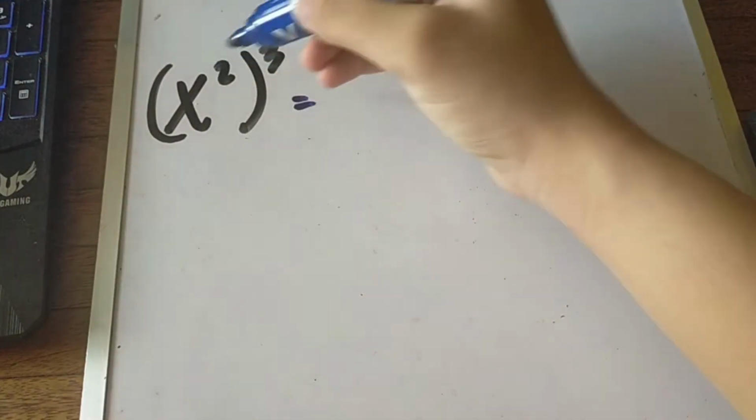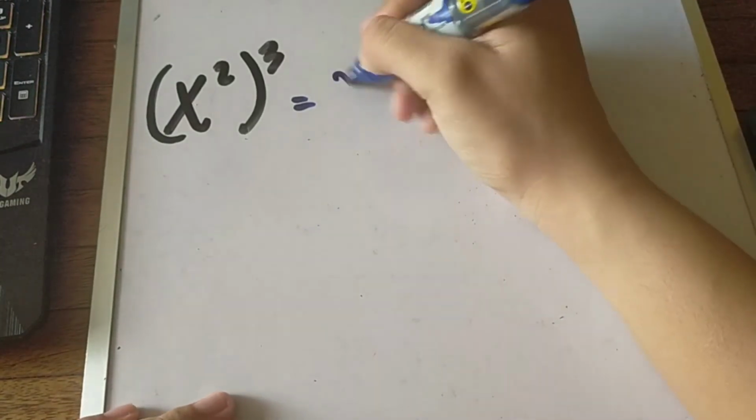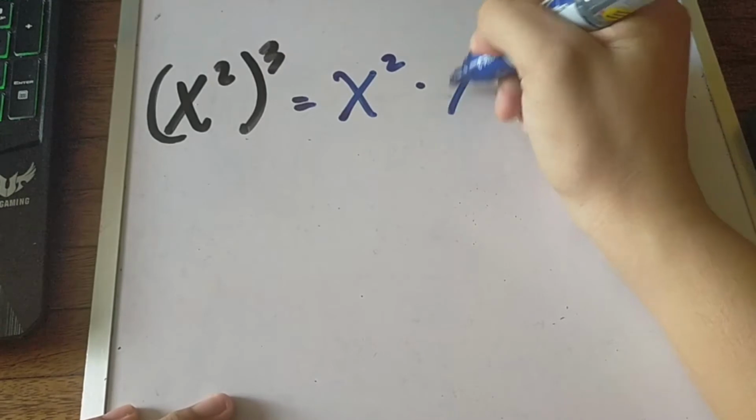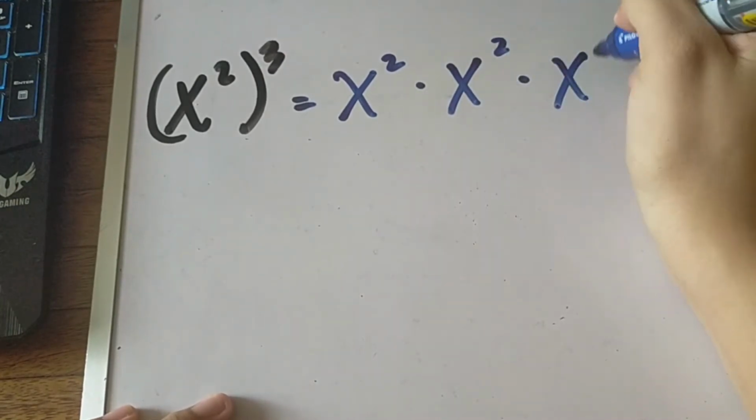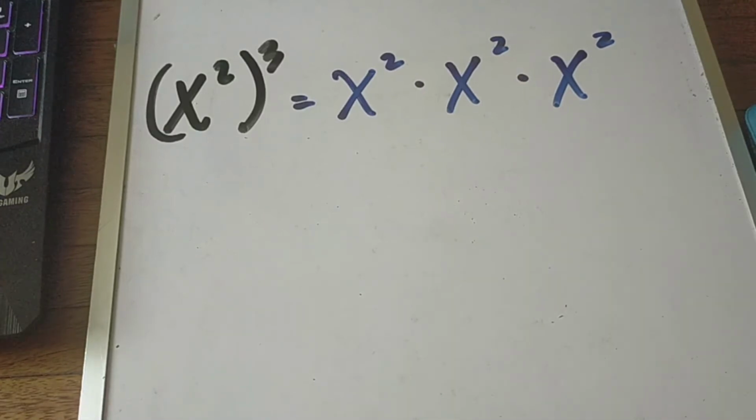So, how many x squared do we have here in this expression? So, we have 3 x squared. So, x squared times x squared times x squared. Now, we can now apply the rules for product, or the product rule. So, we can now apply the product rule in this situation.